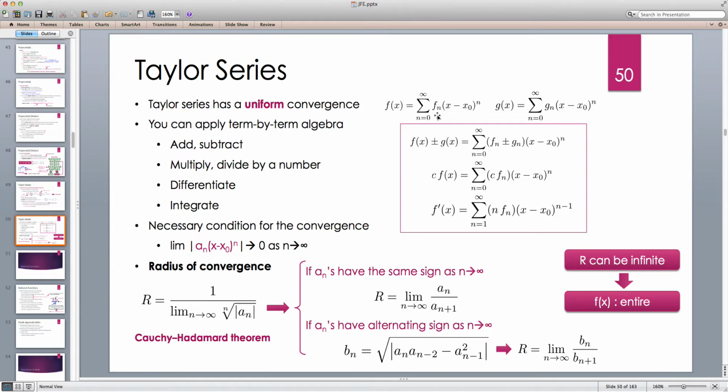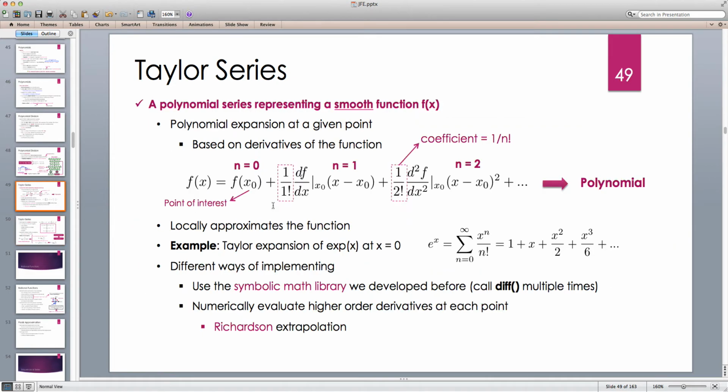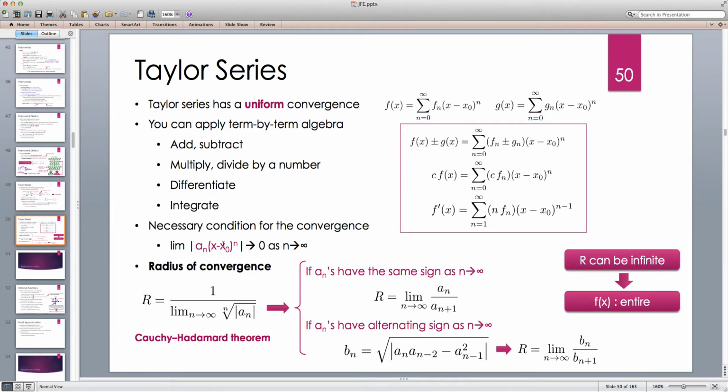Here an represents fn or gn. And fn, the coefficients of the Taylor series, are 1 over n factorial times the nth derivative of the function at the point x0, all right? This tells us how far from x0 we can go so that the power series, the Taylor series, still converges to the value of the function.